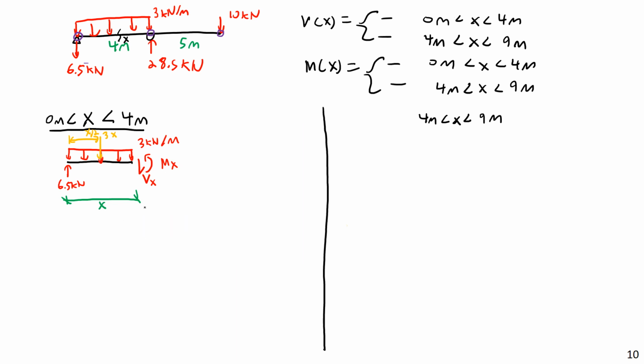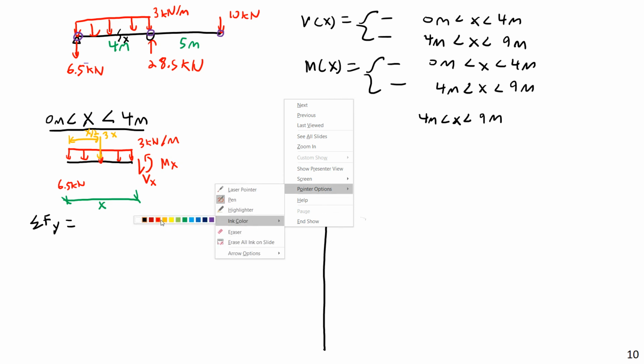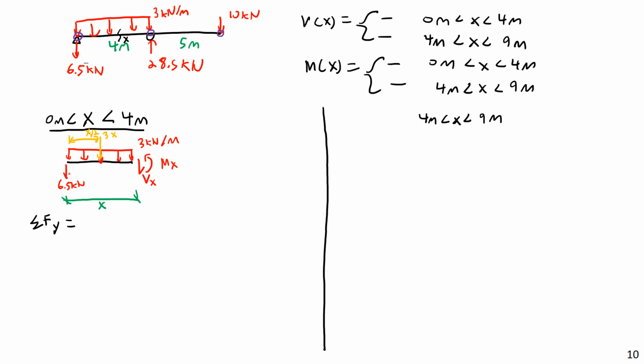Again, all of this is going to be solved in terms of x. So I'm going to do the same thing I did previously, where the sum of forces in the y direction, and I will have... I have made a critical mistake. Maybe you saw that. That 6.5 kilonewtons should be pointing downward. Gotta make sure you get everything balanced and set up properly.